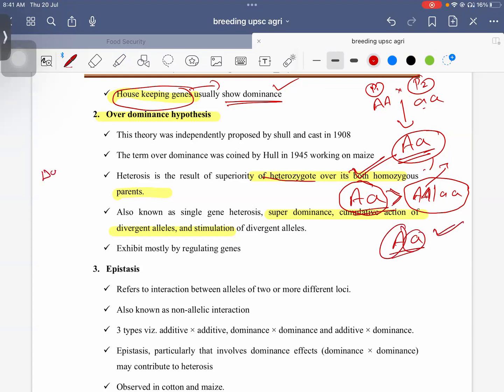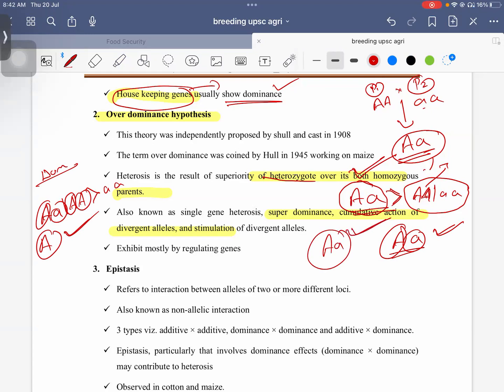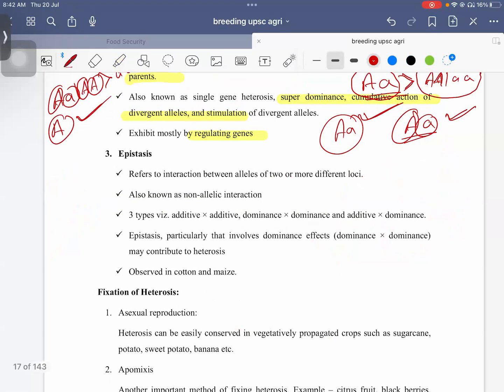But what happens in dominance? You saw that capital A will be dominant over small a, small a. Once capital A comes, it is dominant only, whether it is capital A, capital A or capital A, small a. But here you should understand the concept: capital A, small a, heterozygosity per se, is the one which is making the way. Mostly it is seen in regulating genes, and it is a less accepted methodology.